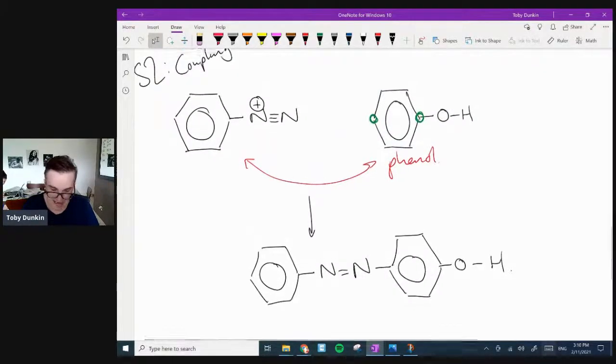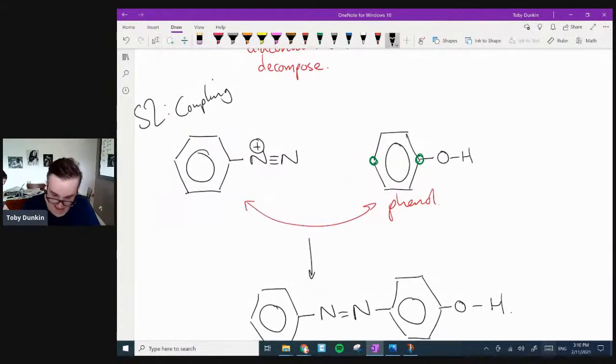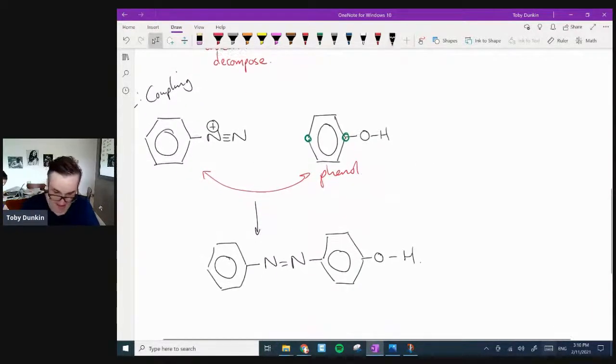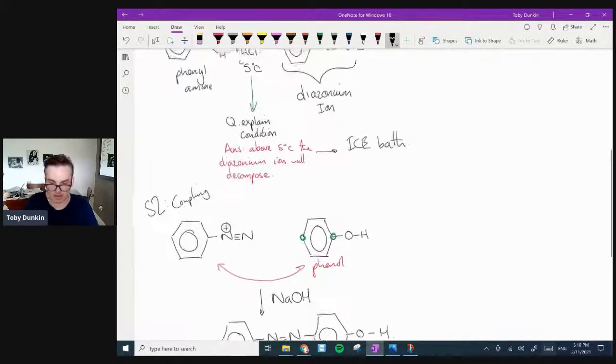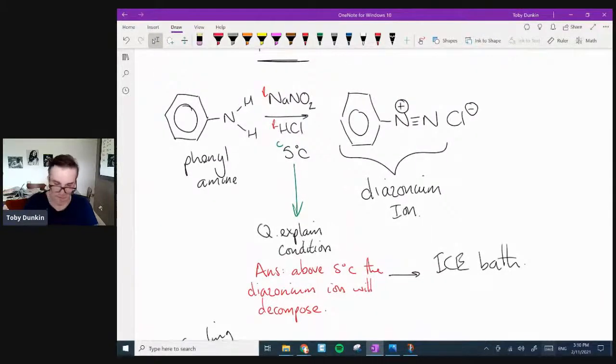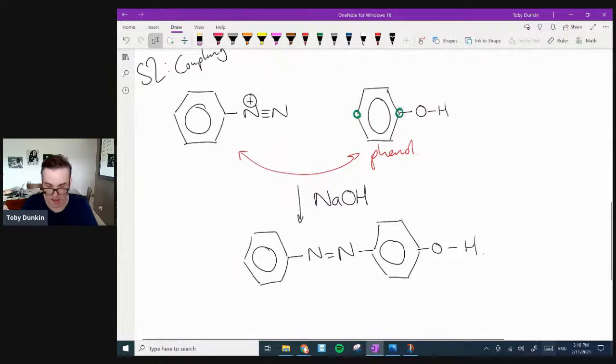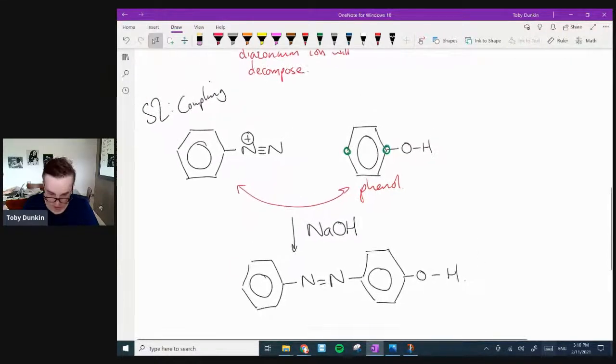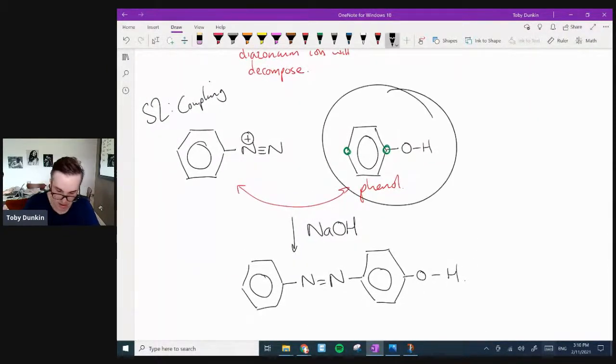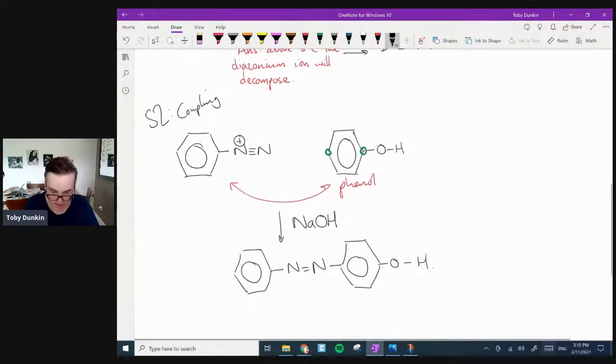But all you need to know for this process is that it is coupled using sodium hydroxide. That is all you need to know. Once you've got the diazonium at 5 degrees Celsius, I'll show you the YouTube video of people doing this. You add the phenol, you add sodium hydroxide, and they will couple together.